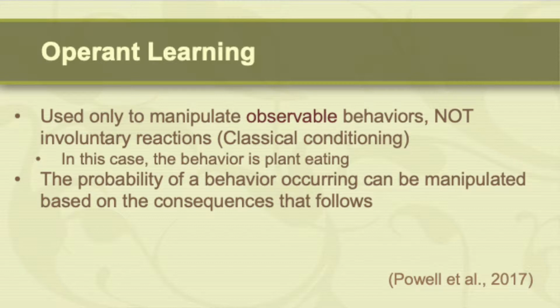So operant conditioning, just to begin with, is the probability of a behavior occurring that can be manipulated based on the consequences that will follow. And this is used only to manipulate observable behavior responses and not necessarily involuntary reactions like classical conditioning would do. And so in this case, the behavior that I will be trying to manipulate is his plant eating habits, and this is an observable behavior, not a reaction, which is why operant conditioning would be the best fit.